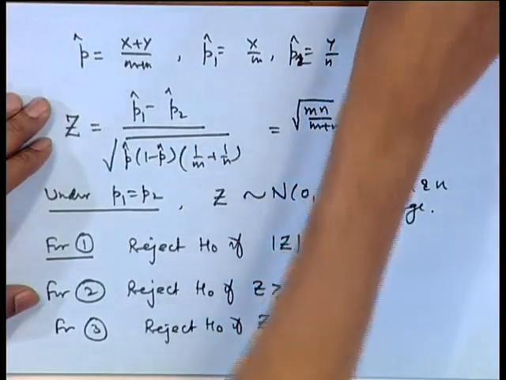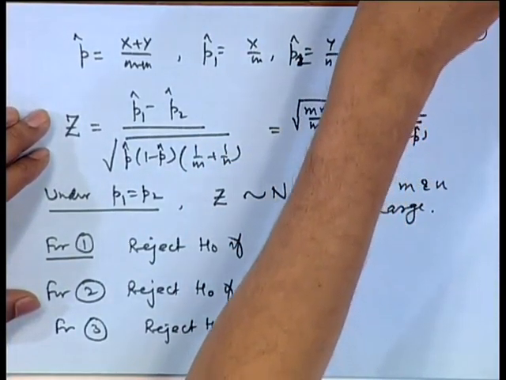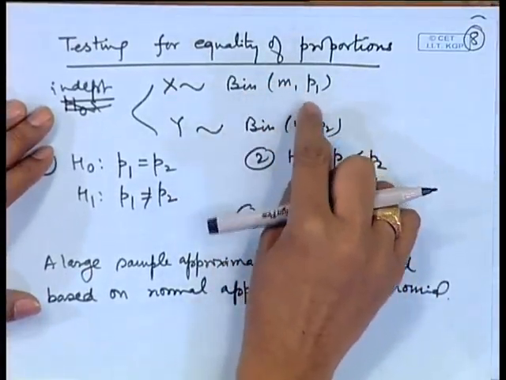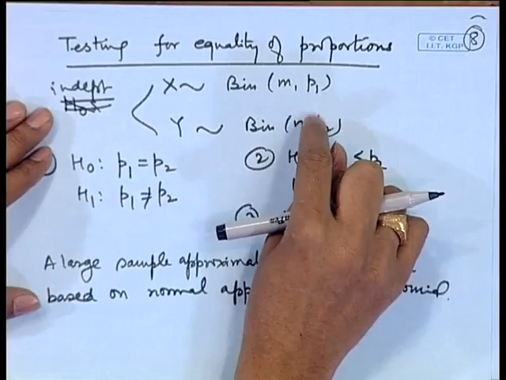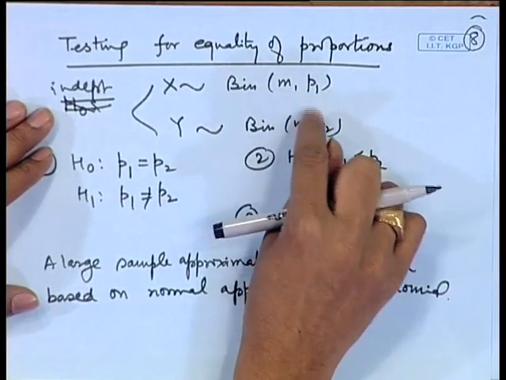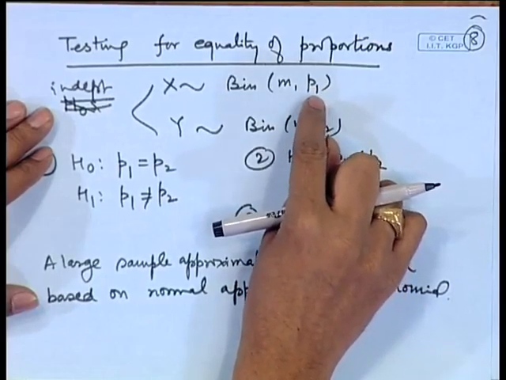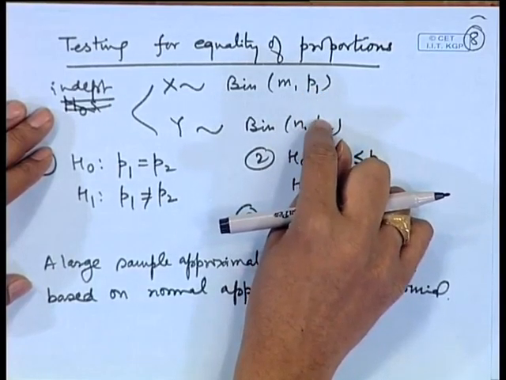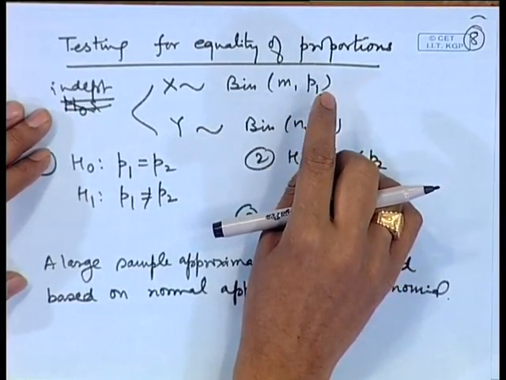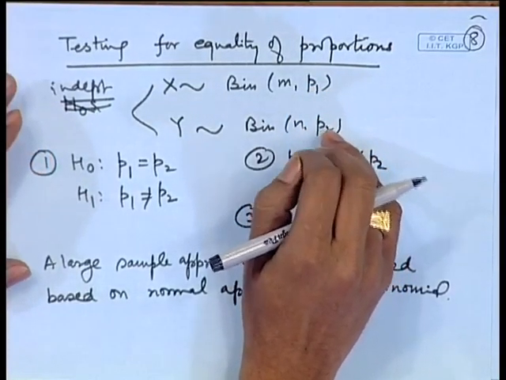If the assumption that m and n are large is not true, in that case we may have to go for an exact procedure, but that procedure will make use of the distribution which is calculated from the binomial. So, under p 1 equal to p 2, the distribution of x plus y is again binomial, and one can make use of the distribution of x given x plus y, which is hypergeometric, and there is a test procedure for that, but we are not going to discuss that in this particular course here.